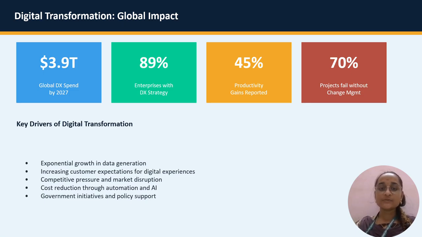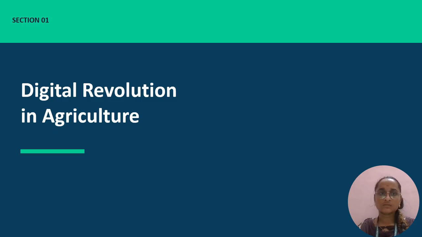Finally, the slide proves digital transformation is not optional anymore. The spend is huge. More companies are doing it. It boosts productivity, but it only succeeds if you manage the human side of change.